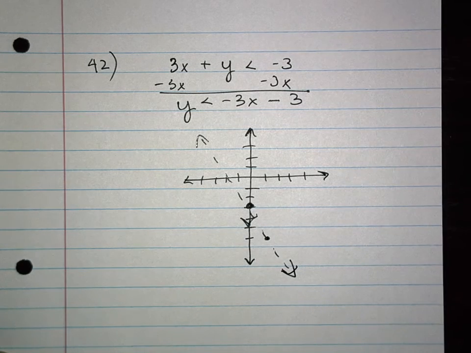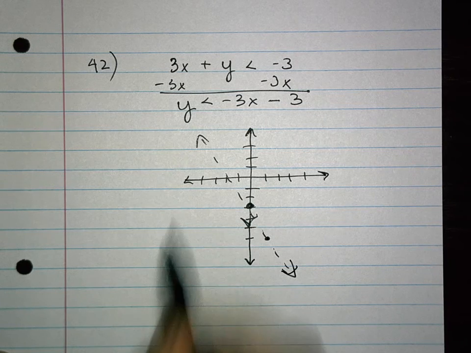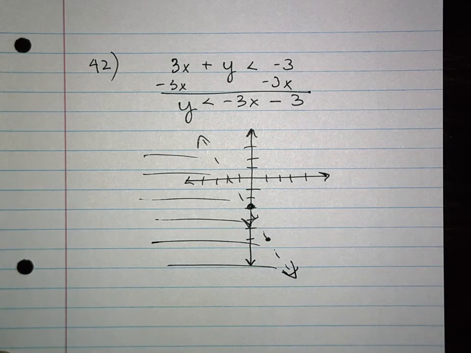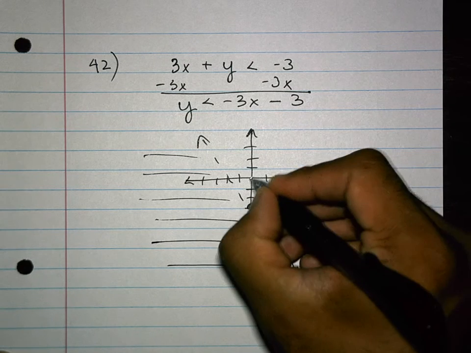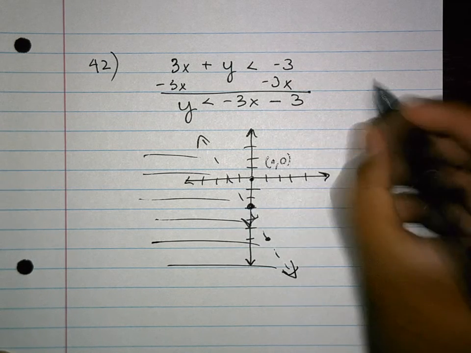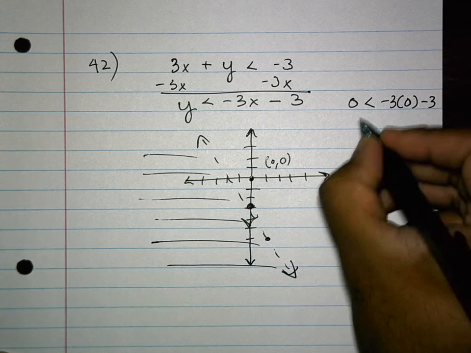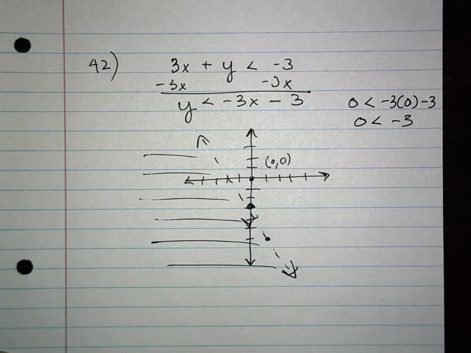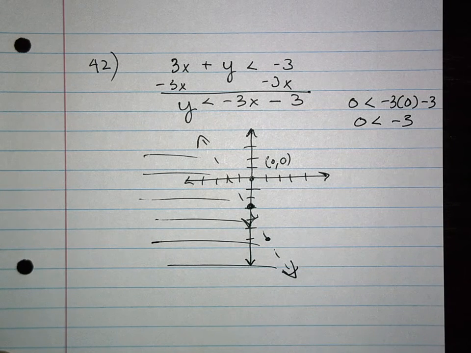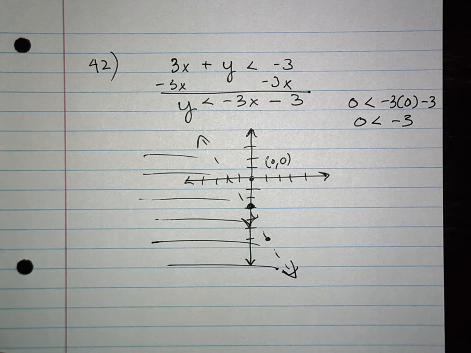And I have to graph it, and I can see that the y's are smaller, so I would shade down below here. If you're having issues with that, go ahead and put in a checkpoint. 0, 0 is always the nicest one. So if I plug in the point 0, 0 and test it, I get 0 is less than -3 times 0, which is -3. And I get 0 is less than -3. And that's not true. So that means points over here are not part of the solution set. So consequently, I must shade the other side.